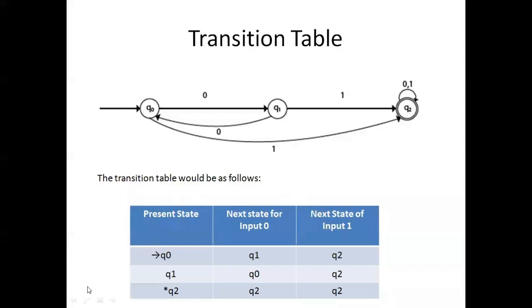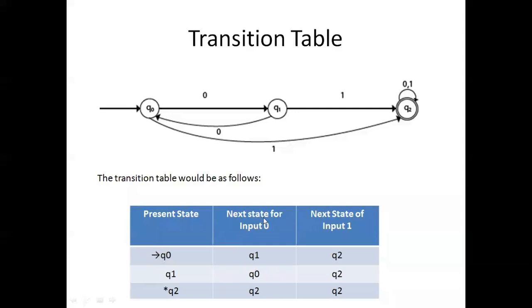If you see in this table, the representation is quite simple. We write the starting state q naught and then all the other states q1, q2, q3 and so on. In the rows we write all the states. Now for q naught, there is an arrow. This arrow represents the starting state. Q0 is the starting state.